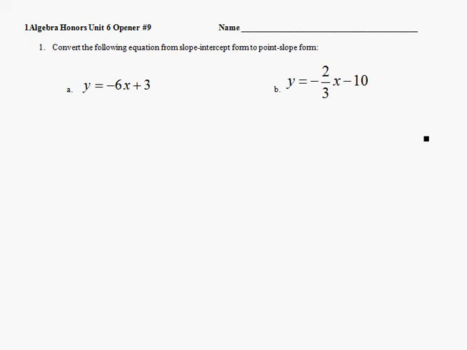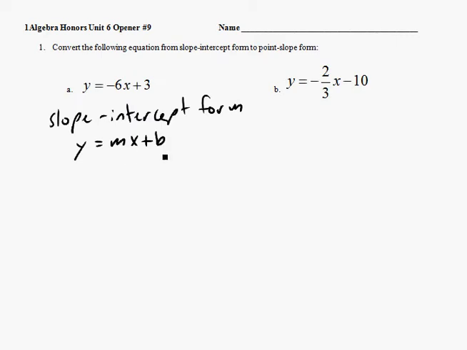Convert the following equation from slope-intercept form to point-slope form. First, let's just recall what slope-intercept form and point-slope form look like. Slope-intercept form looks like y equals mx plus b, where the m stands for the slope of the line and b stands for the y-intercept of the line.